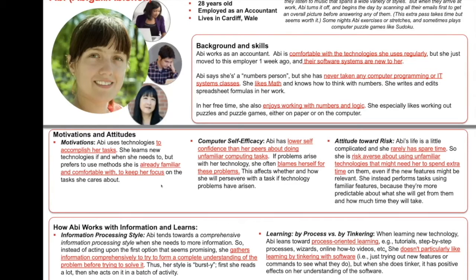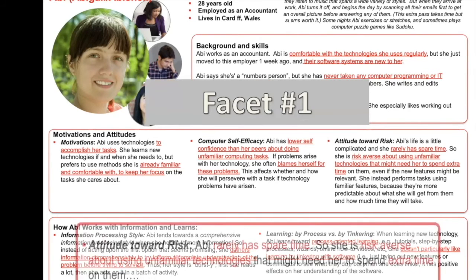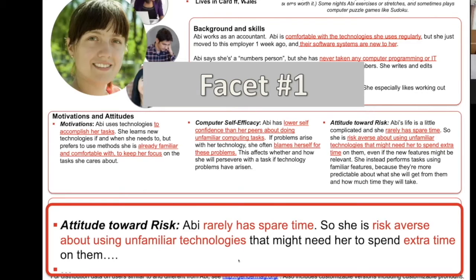Okay, so let's look at one of these facets. Attitude toward risk. Abby is risk averse. Abby rarely has spare time, so she's risk averse about using unfamiliar technologies that might need her to spend extra time on them. This is not about her attitude toward familiar technologies. She's fine with those. This is about unfamiliar technologies that she hasn't used before. And she does not like wasting time on something that's not going to pan out.